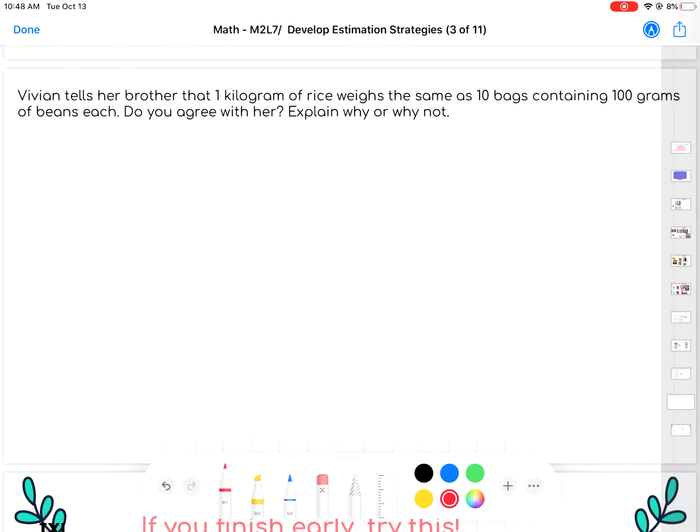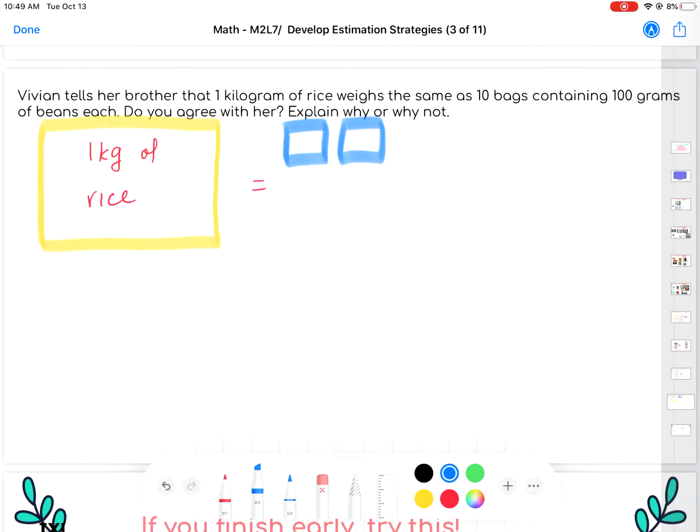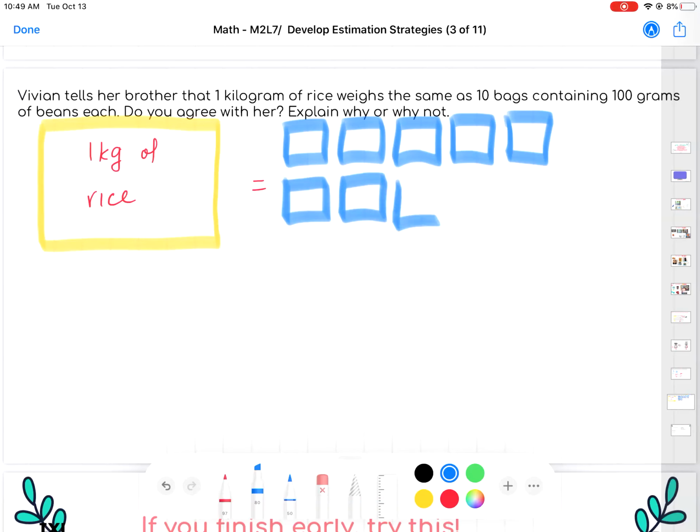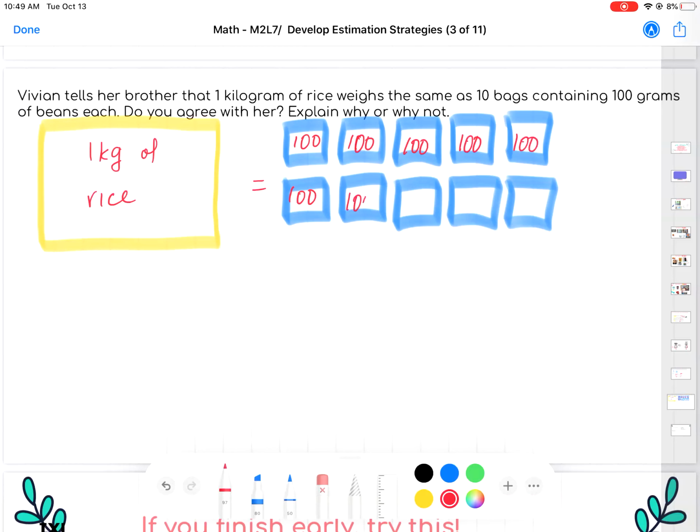Vivian tells her brother that 1 kilogram of rice weighs the same as 10 bags containing 100 grams of beans each. Do you agree with her? Explain why or why not. So Vivian said to her brother, the 1 kilogram of rice is the same as 10 bags of 100 grams of beans. Is this correct or not?